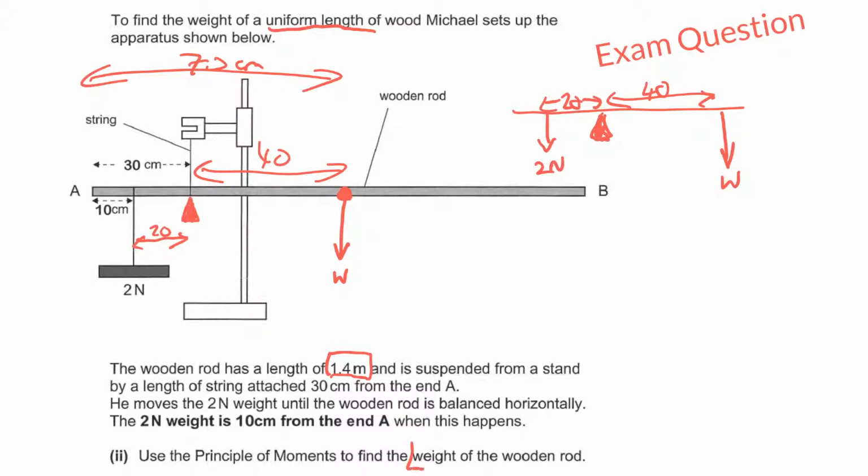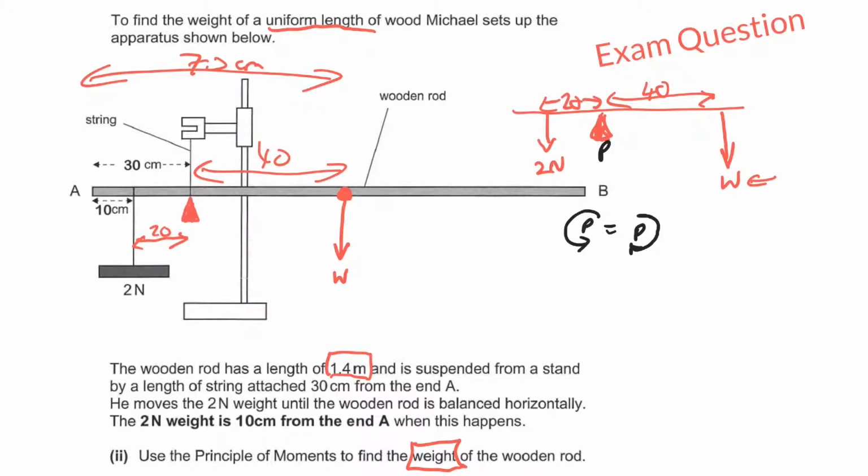So we can now find this weight here by solving this moments problem. And we've got an anti-clockwise moment about the pivot of 2 times 20 and a clockwise moment of W times 40. So if it is balanced, and they've told us it is, then they must be equal.